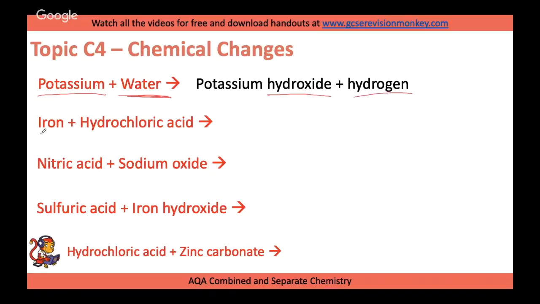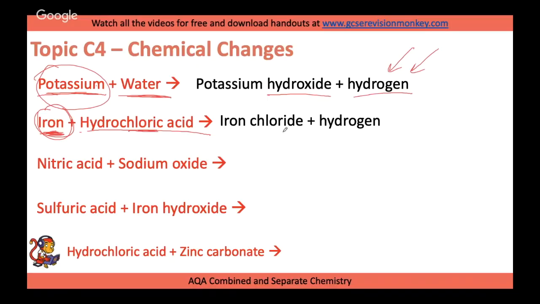If you just add a metal to an acid, again, a simple thing, because we're just adding a metal on its own. Whenever you just add a metal on its own, it's hydrogen that's made. But this time, because it's hydrochloric acid, you make a salt, and it's a chloride salt. So you make iron chloride plus hydrogen.